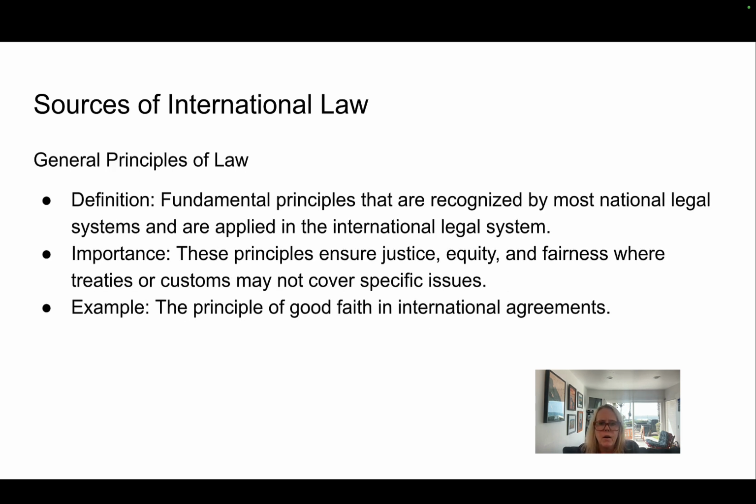General principles of law are the fundamental principles that are recognized by most national legal systems and are applied in the international legal system. These principles ensure justice, equity, and fairness where treaties and customs may not cover specific issues. So for example, the principle of good faith in an international agreement is a general principle of law, as we know from contract law.